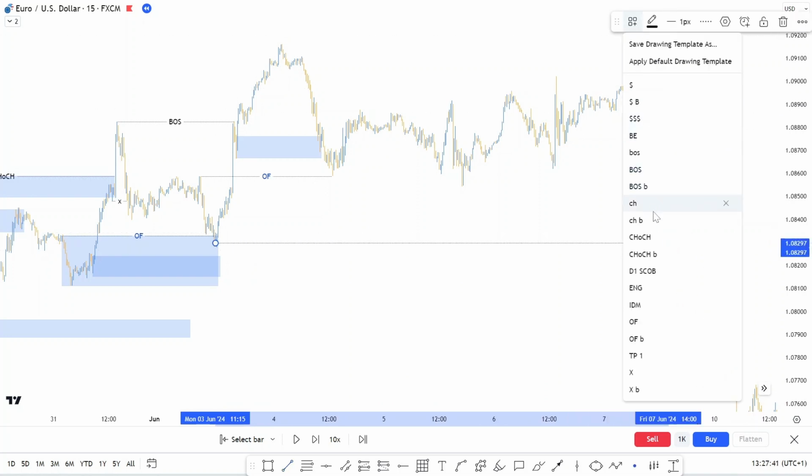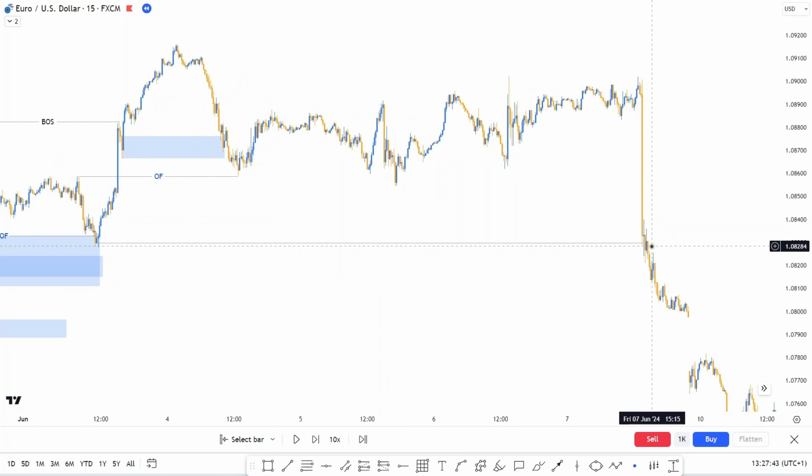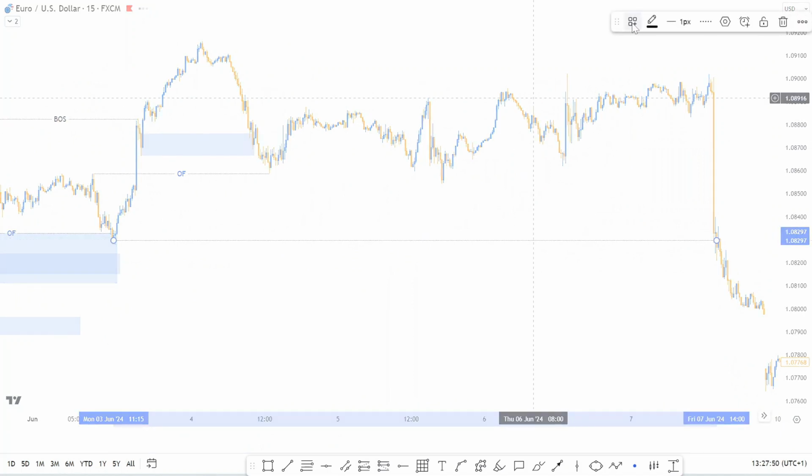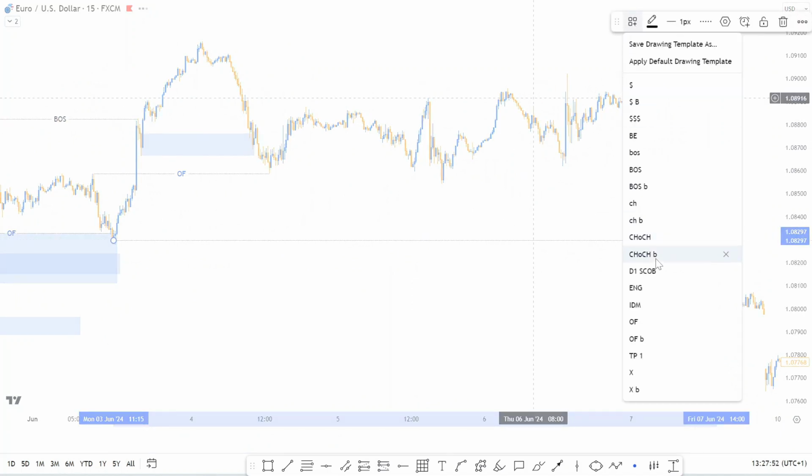The market has broken and closed below it. So this one here is our change of character. Then the structure has shifted from bullish to bearish now. So we have to start looking for sell opportunities.